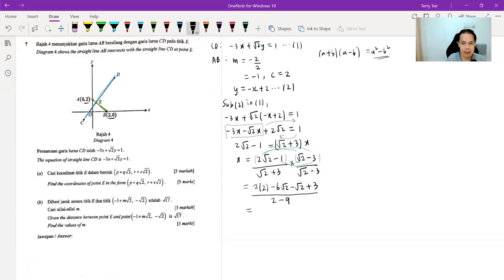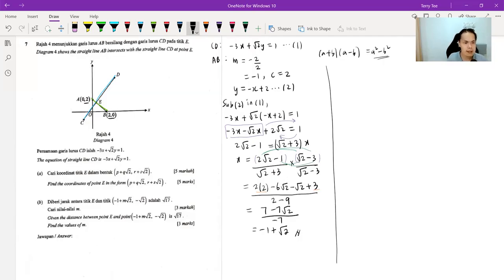Okay, let's simplify this. This is going to give us 4 plus 3, which gives us 7, minus 6 minus 1 is minus 7 root 2, divided by minus 7. I can simplify this further. Now, 7 divided by minus 7 is minus 1, and minus 7 divided by minus 7 is a plus. There you go. My x is minus 1 plus root 2.